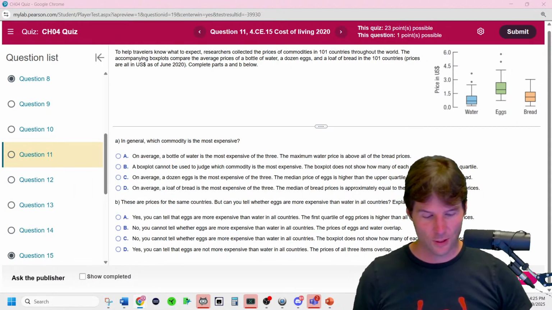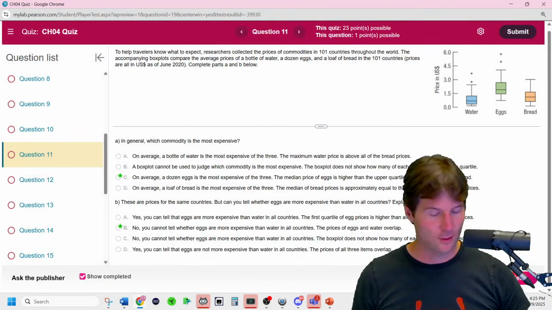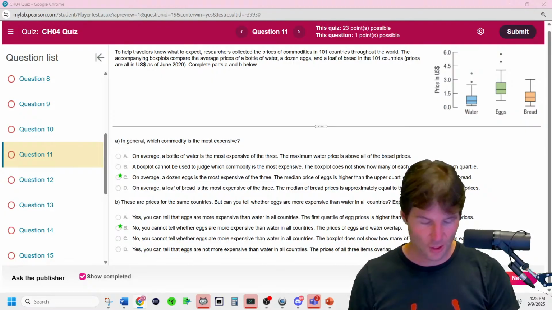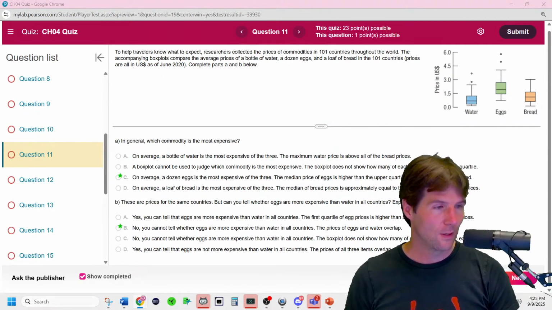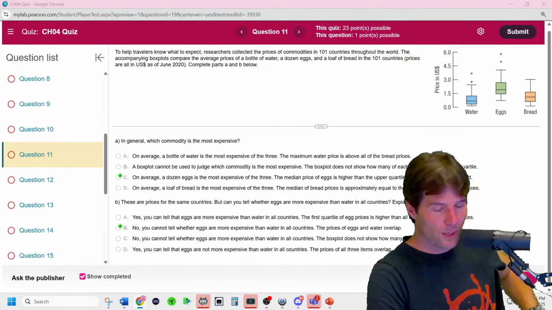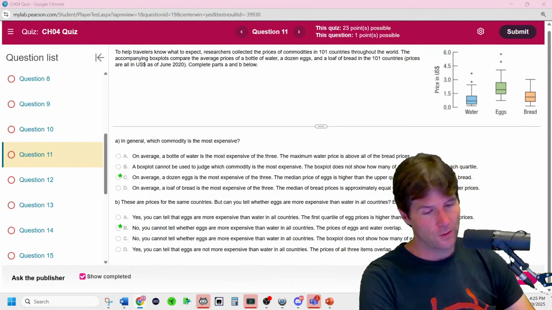Let's do these questions. I'm going to click the answers and let's take a look, because these ones can get really annoying with the way they describe them. Sometimes I cheat a little bit. So there's two versions of this. To help travelers know what to expect, they're looking at commodities in different countries.